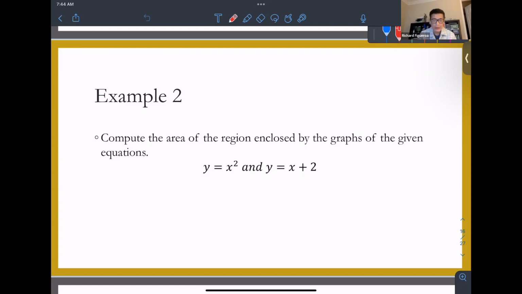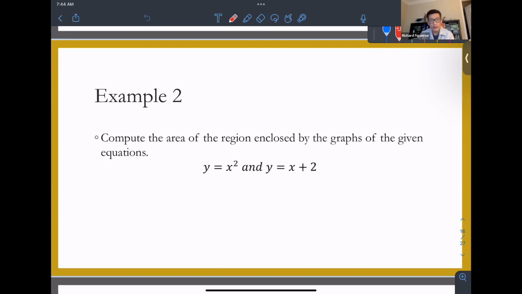As we can see here, we have a quadratic equation and a linear equation. The quadratic equation resembles a parabola, while the linear equation resembles a line. So the first thing in finding the area is that we need to graph the two given equations. We'll start with the first one, which is y equals x squared.